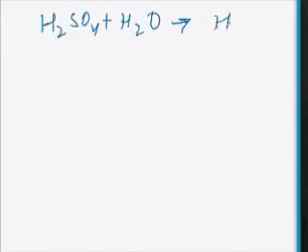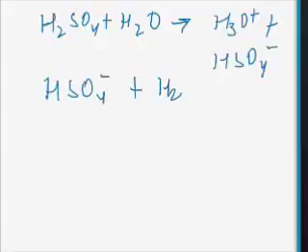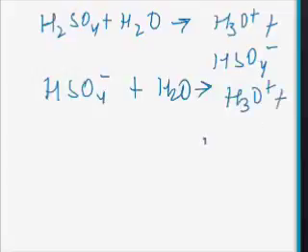Let's take another example. H2SO4, when it reacts with water, will form H3O+ and HSO4-. HSO4-, when it reacts with water, will form H3O+ and SO4 2-. And dibasic acids form two types of salts, that is acid salt and normal salt.